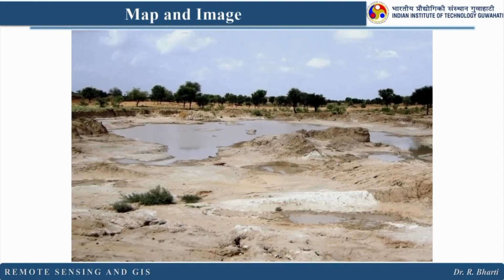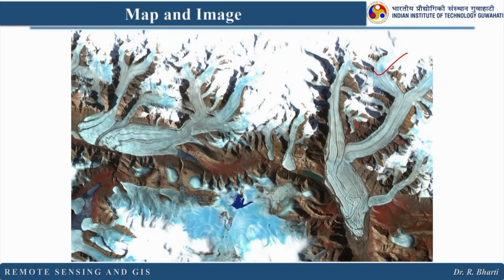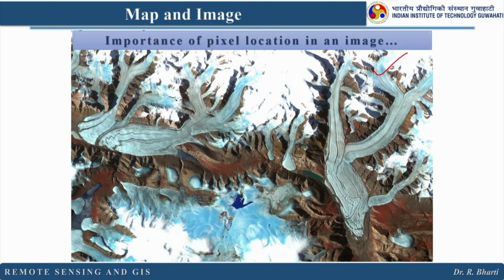There are a few examples of map and image. Let me show you first and then I will ask you a question. This is one normal image captured by a DSLR or maybe a normal camera. This is one satellite image captured from a sensor located in space. So here, what is the importance of pixel location? Now you can correlate with my logic.